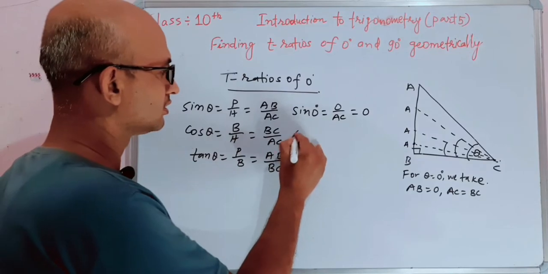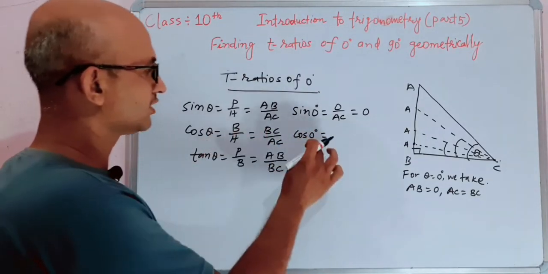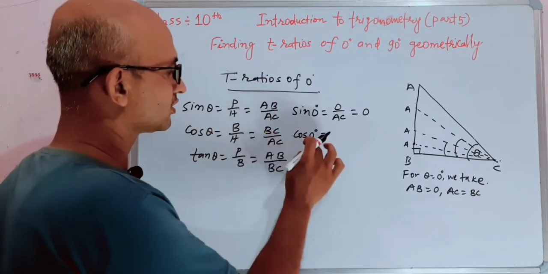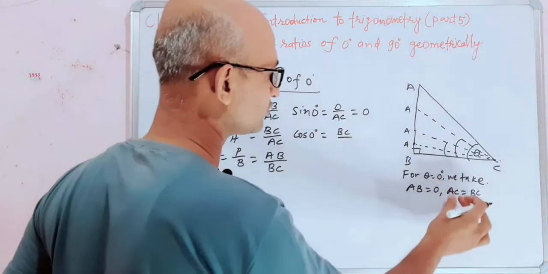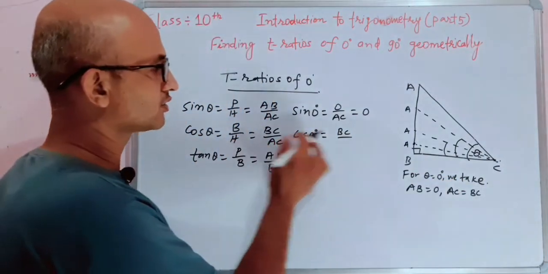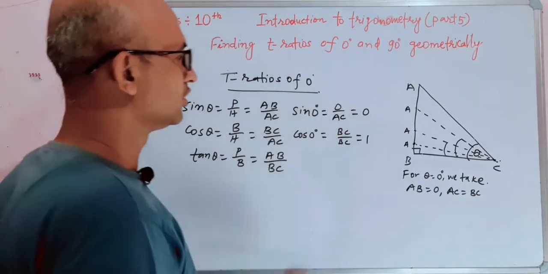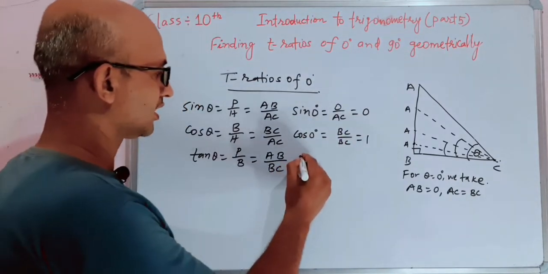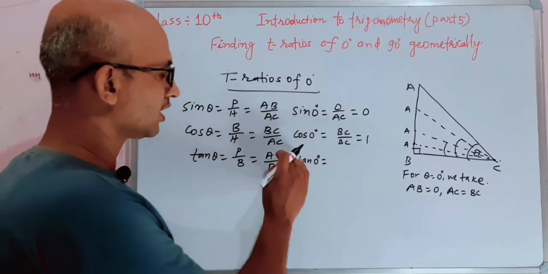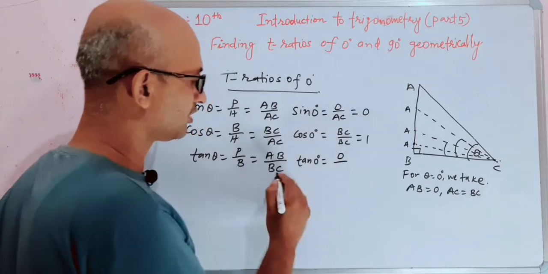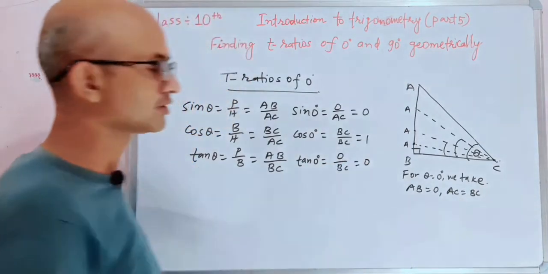Cos theta is BC by AC. Now replace theta by 0. We get cos 0 equals BC divided by AC, and for theta equals 0, AC equals BC. So we replace AC by BC and therefore we get cos 0 equals 1. And tan 0 equals AB, which is 0, by BC, that is tan 0 equals 0.